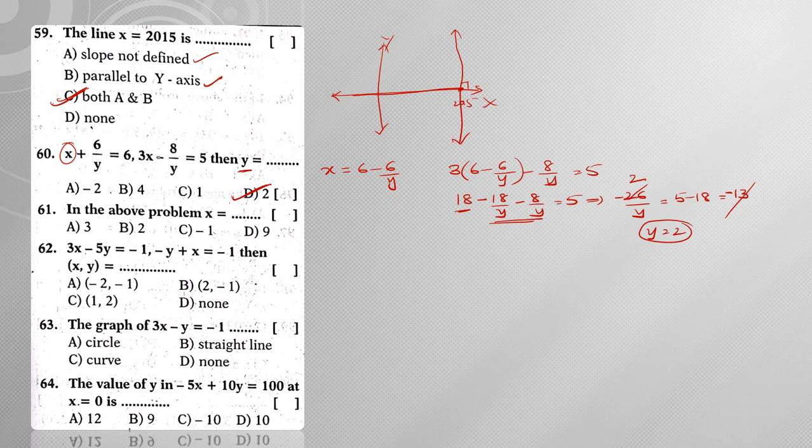Now what is he asking? The value of x also. So substitute y is equal to 2. Then what am I going to get? 6 minus 6 by 2, which is nothing but 6 minus 3, which is equal to 3. Hence the value of x is 3 here.